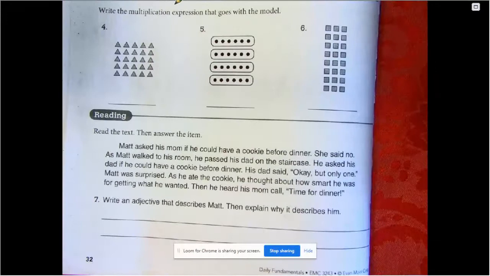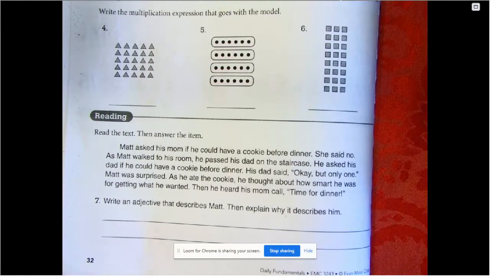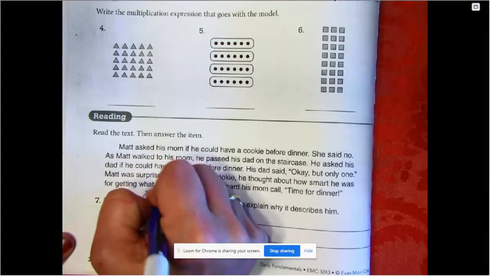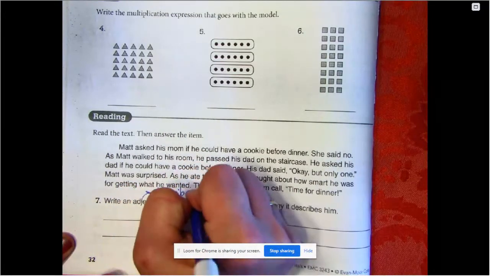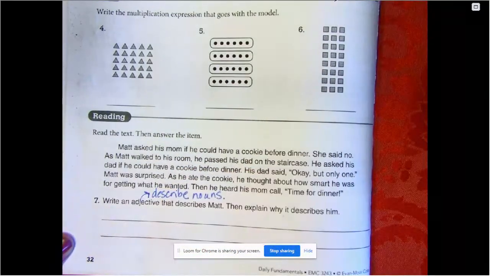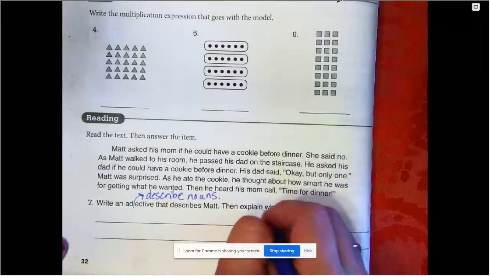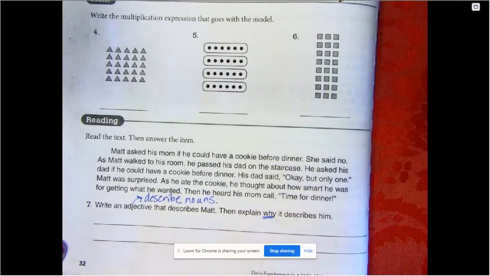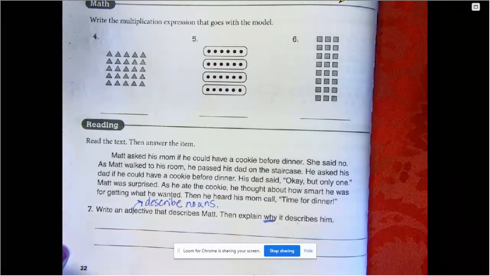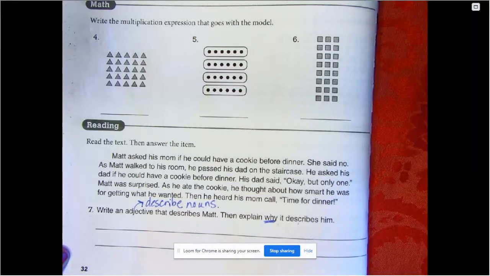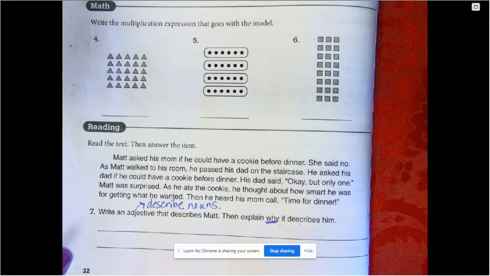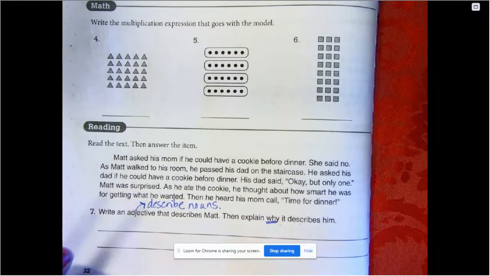And at the bottom, it says read the text, then answer the item. And the question says write an adjective that describes Matt. Okay, adjectives describe nouns. And Matt is a noun because he's a person. So write an adjective that describes Matt. Then explain why it describes him. Okay, so I could say Paxton is very athletic because every sport that we play in PE, he is excited about and he tries his best.